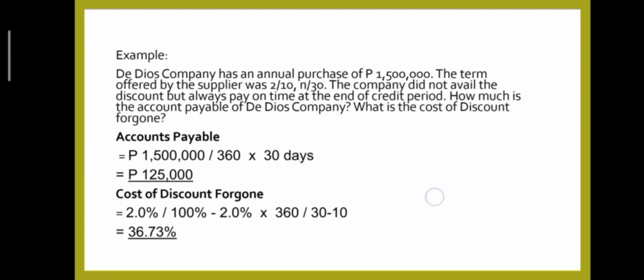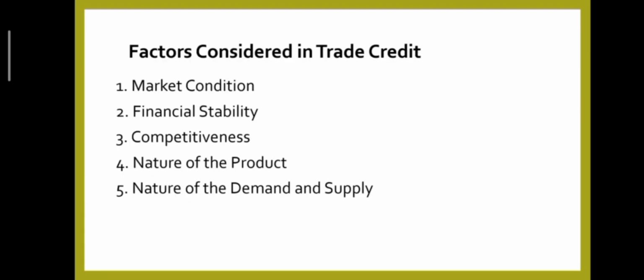After this, now we will move on to the factors considered in trade credit. The first factor is market condition. The second one is financial stability. The third one is competitiveness. The fourth one is nature of product. And the fifth one, or the last one, is the nature of demand and supply.